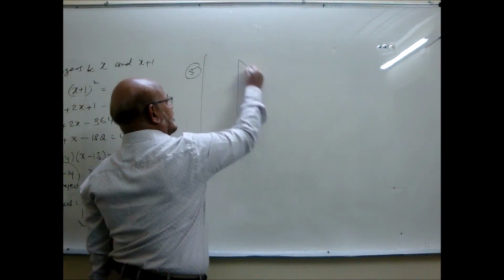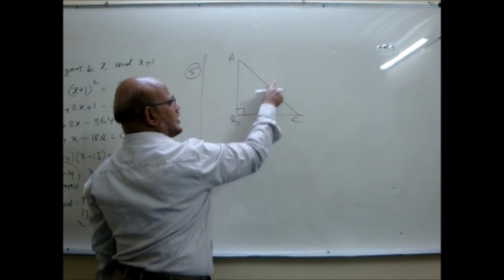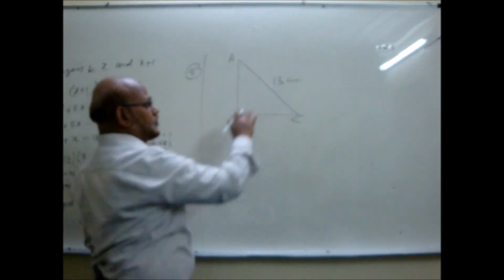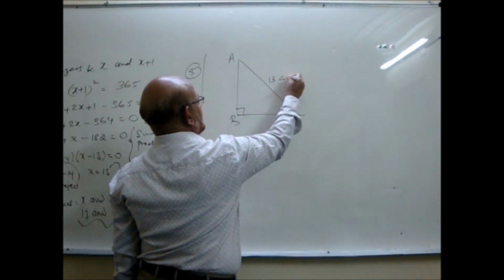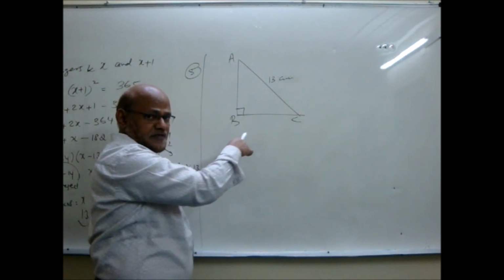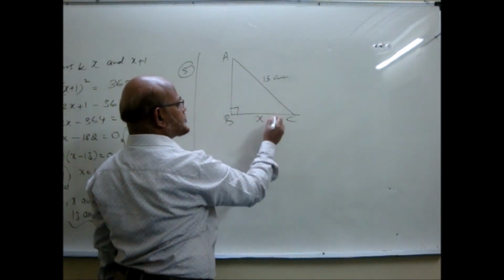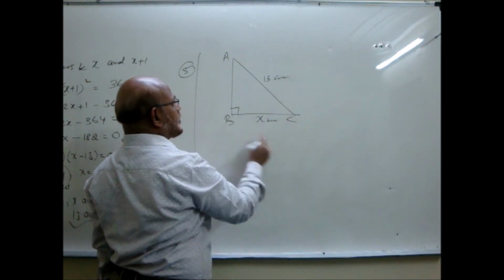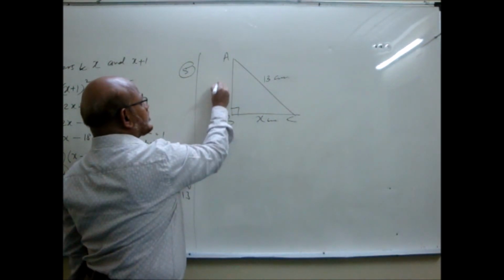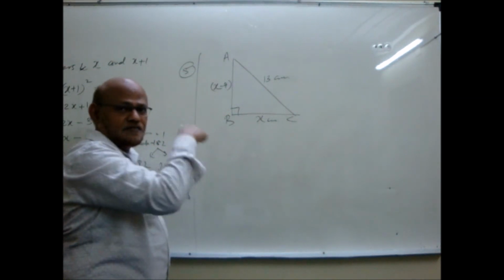You can draw a right triangle roughly for understanding. So A, B, C. And they give the hypotenuse is 13 centimeter, okay? This is the altitude. And they say this altitude is 7 centimeter less than the base. The altitude is expressed in terms of the base. So you take the base as x centimeter. So the altitude is 7 less than this. So what should it be? 7 less, x minus 7.